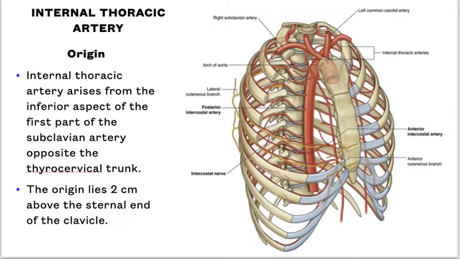Coming to one important artery, which is the internal thoracic artery. Here, this is arising from the inferior aspect of the first part of the subclavian artery opposite the thyrocervical trunk. The origin lies 2 cm above the sternal end of the clavicle.